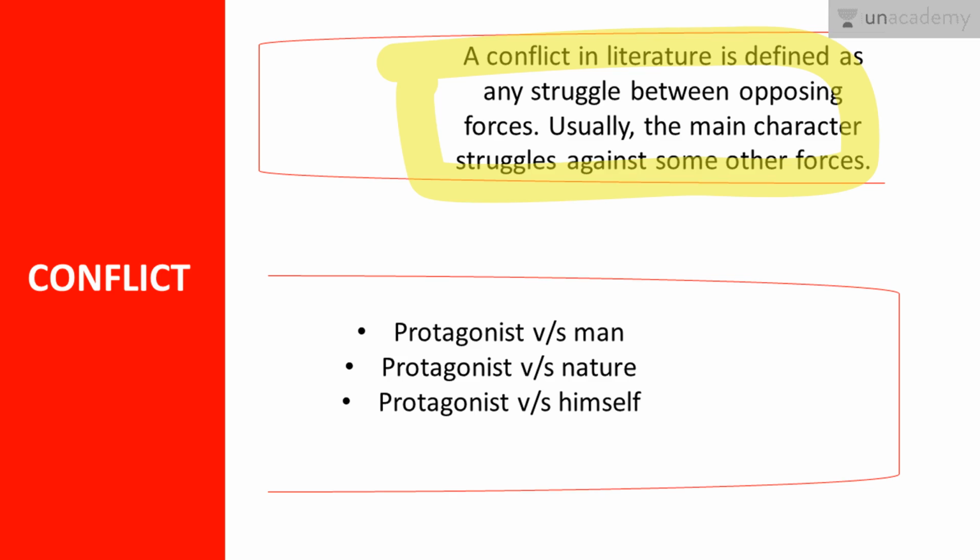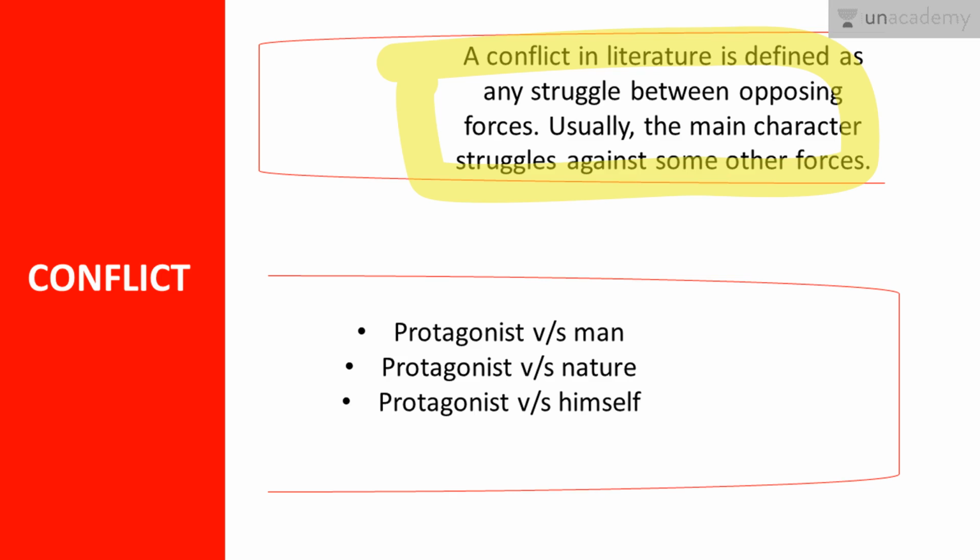And then the third kind of conflict is the protagonist against himself or herself. This is when the problem is there in the mind of the character. A very good example of this is Hamlet by Shakespeare, when the whole of the problem is because of the conflict of mind of Hamlet, because he cannot decide what is there and what to do and when to do.